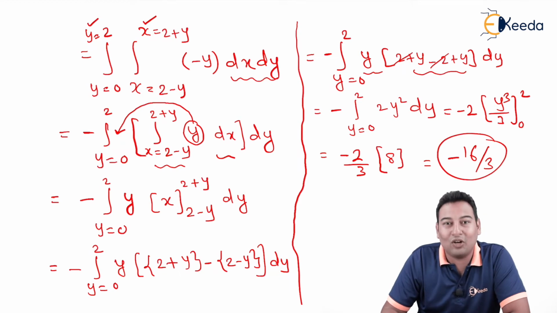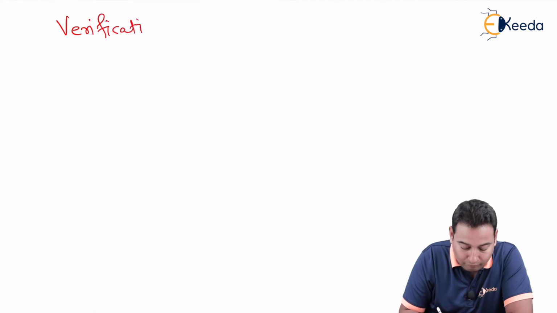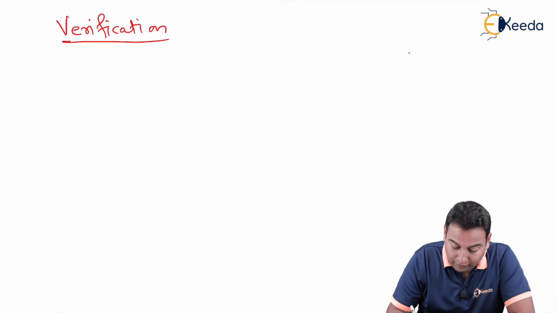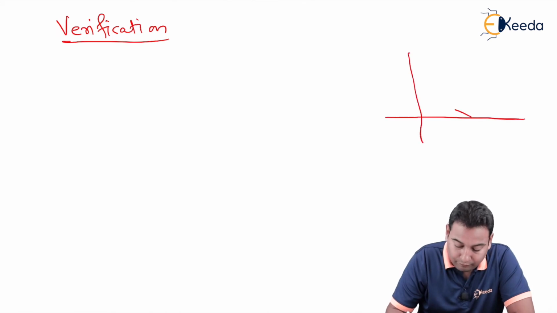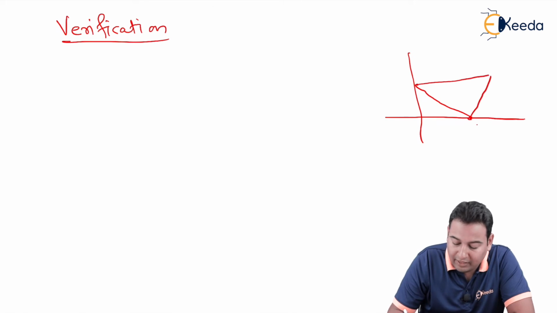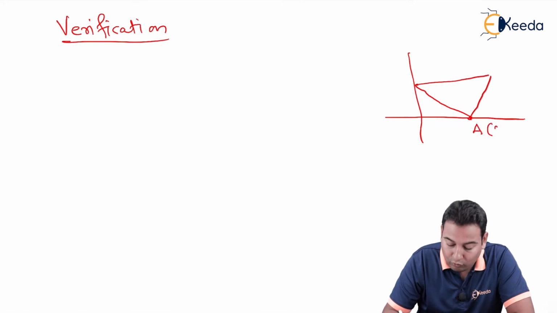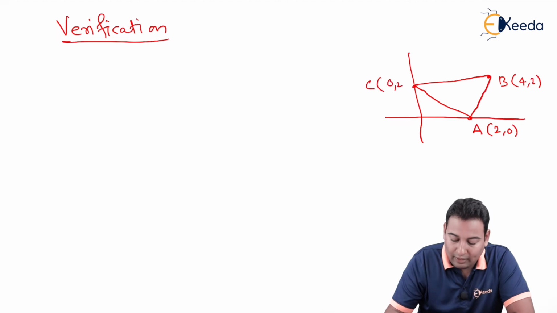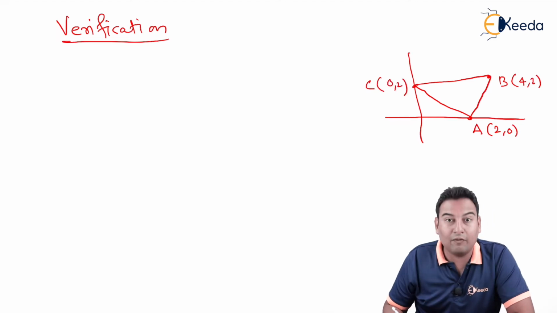Now we need to solve by using line integration. Verification part. Friends, let me draw the curve again. This is my given curve. Let me write it down, name as A, 2 comma 0. This is B, let's say that is 4 comma 2. This is C, let's say 0 comma 2, and finally this is my curve.